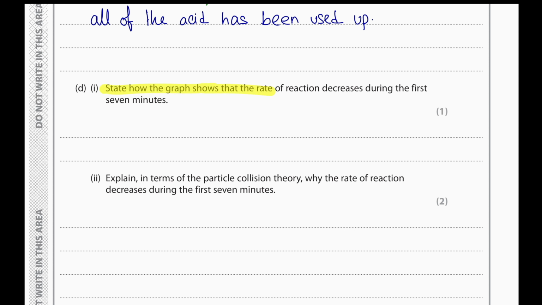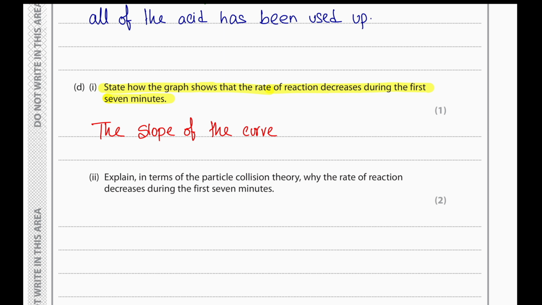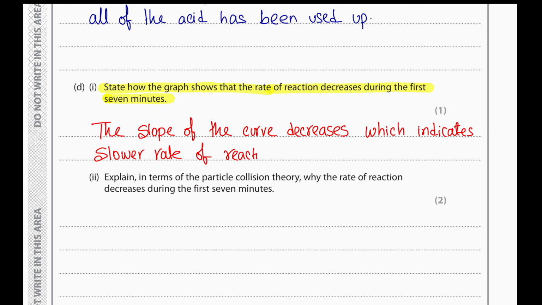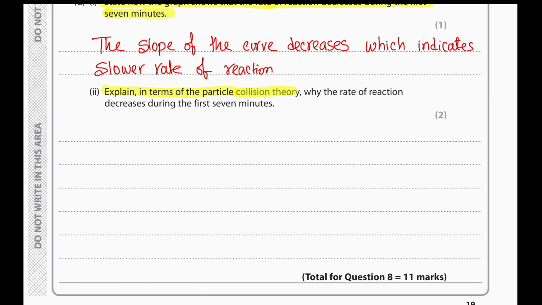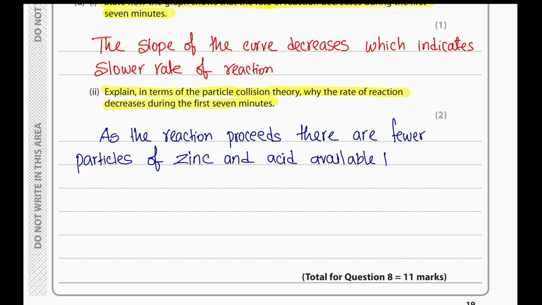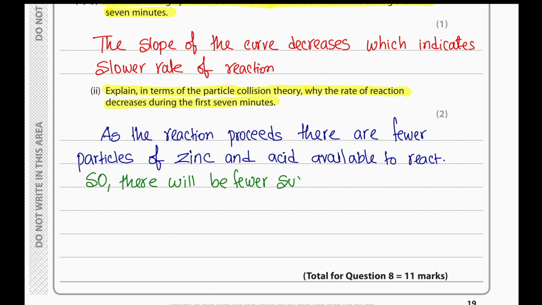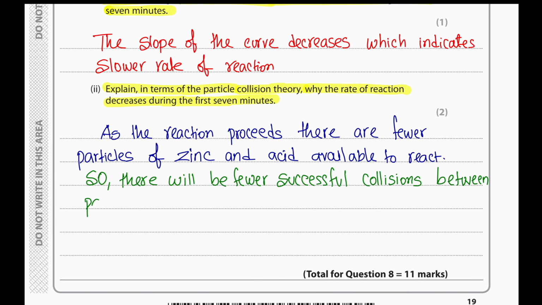State how the graph shows the rate of the reaction decreases during the first 7 minutes. As the reaction continues from 0 to 7 minutes, we see that the slope of the curve decreases, which indicates a slower rate of reaction. Explain in terms of particle collision theory why the rate of reaction decreases during the first 7 minutes. As the reaction proceeds, fewer particles of zinc and acid are available for reaction. So there will be a fewer number of successful collisions between these reactant particles per second.